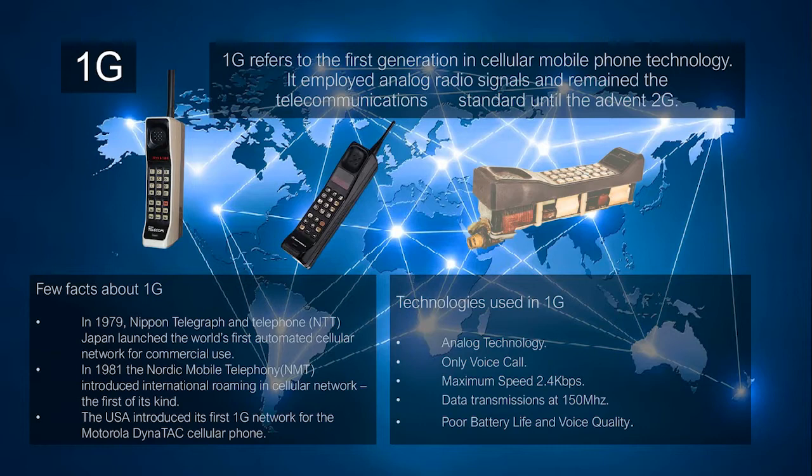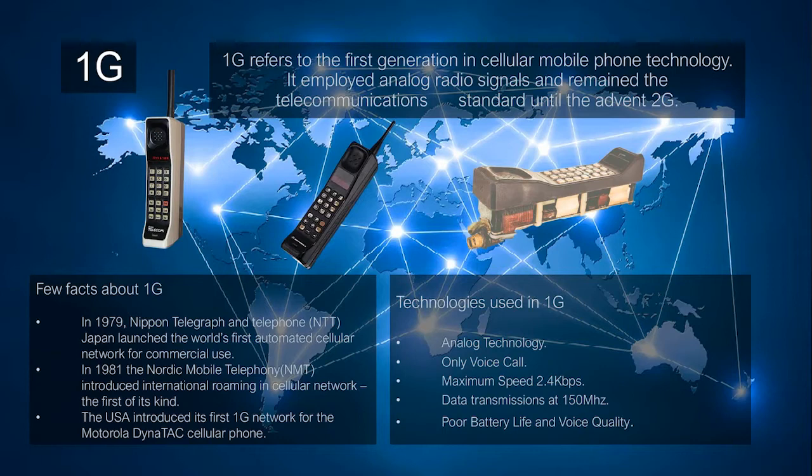The USA introduced its first 1G network for the Motorola DynaTAC cellular phones. This was the first wireless telecommunication generation used by the majority of the people for a long time. These telephones were the first and the foremost mobile telephones to be utilized. In 1979, 1G was launched commercially in Tokyo City of Japan by the NTT Docomo firm, and within a span of 5 years, it spread across Japan widely.